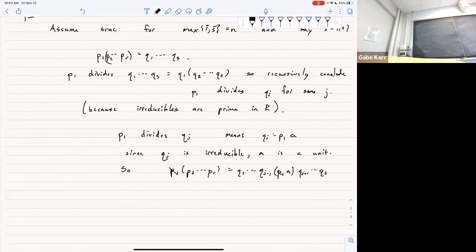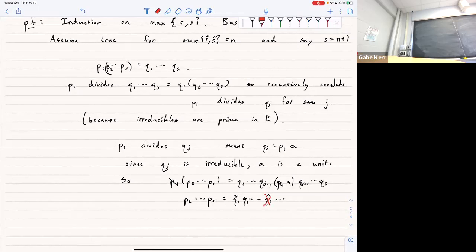Cancellation. We can absorb this unit into any of the other irreducibles. Multiply your irreducible by a unit, still an irreducible. So then we get this equality, P2 equals R Q1. Let's say we absorb Q1, it's still irreducible. And then we omit, this is notation for omitting the J guy, with a hat on it. That's it.